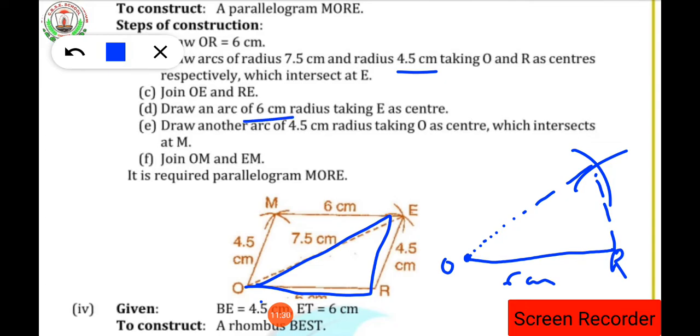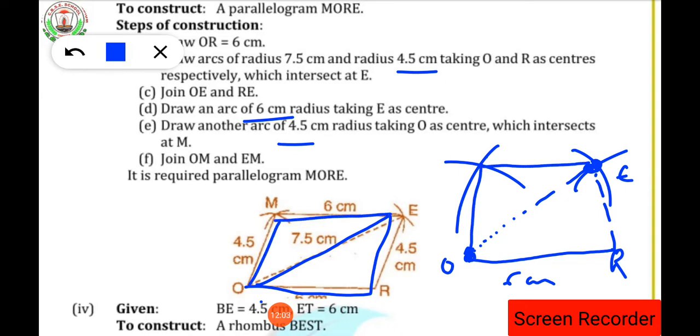Then again you have to measure 6 cm on the mouth of your rounder, keeping the needle at point E. This one is the point E, so keep the needle at point E and draw another arc. Then get 4.5 cm and draw another arc, keeping the needle at point O. First keep the needle at point E, then at point O, with the measurements 6 cm and 4.5 cm respectively. Clear? Then join it. So this part will be the second triangle.